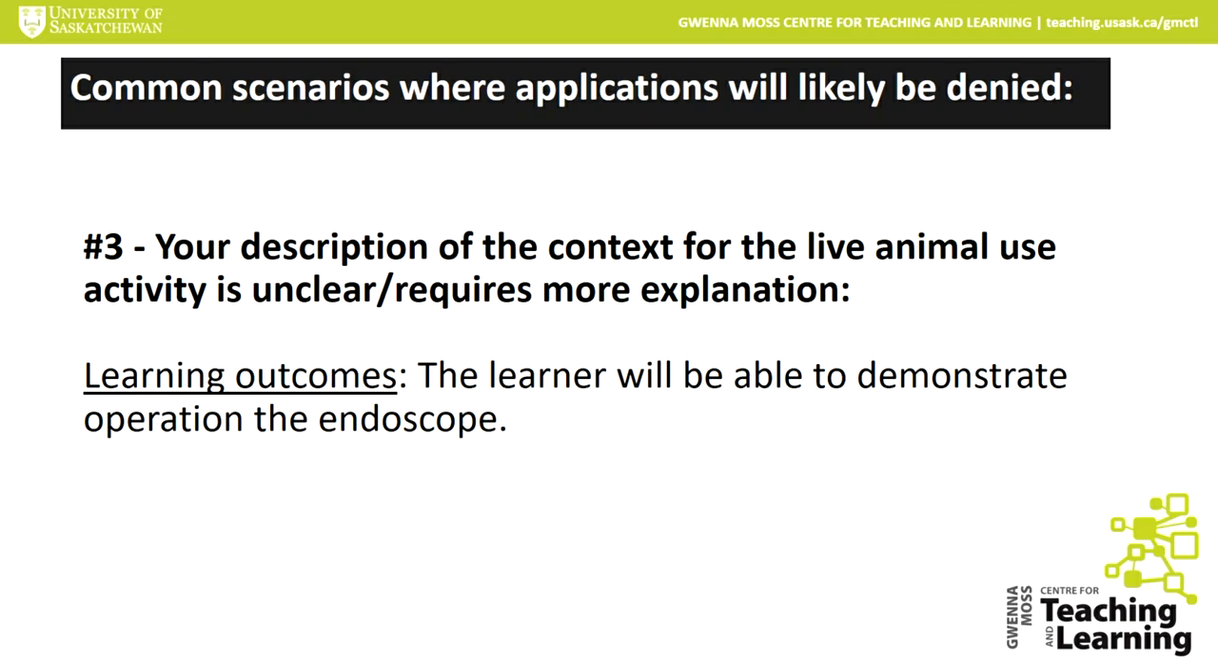The last common scenario where your application will likely be denied is if your description of the context for the live animal use activity is unclear or requires more explanation. Look at this example below. This outcome was very broad and general, which makes it difficult to determine if it has pedagogical merit. Could this not have been done in a lab or as a simulation without a live animal? So context is essential for determining if live animal use is required.